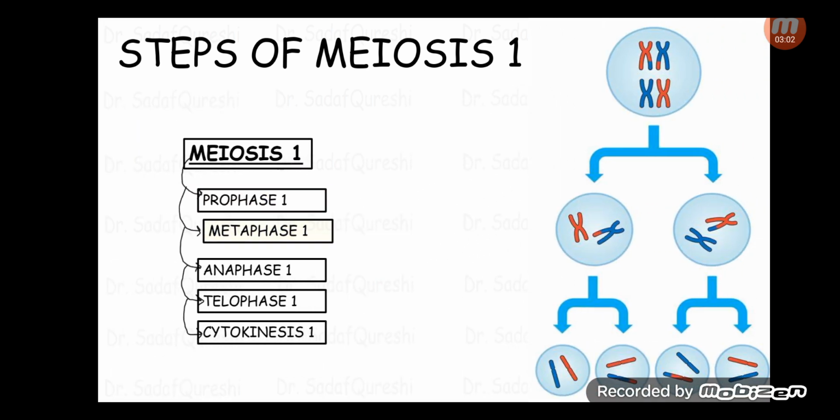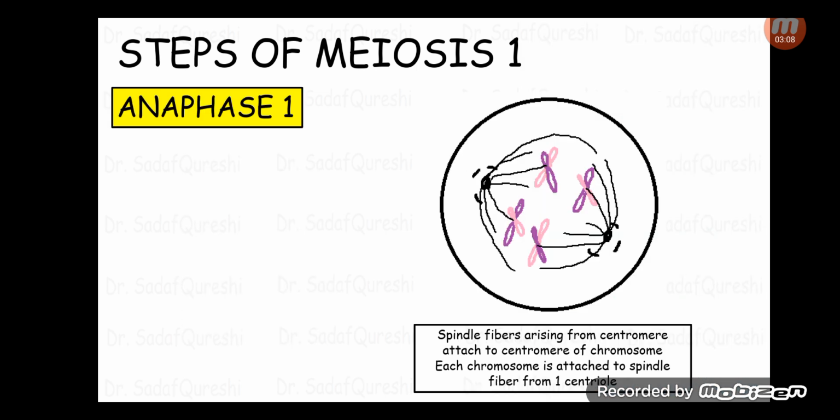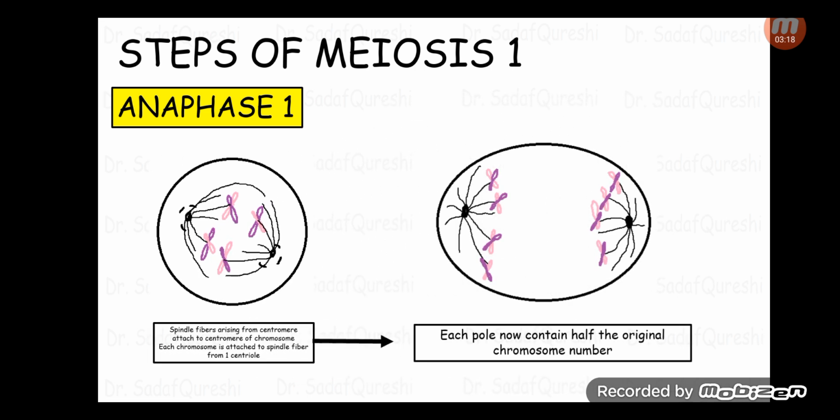Then after this, the third phase of meiosis 1 happens, that is anaphase 1. In anaphase 1, spindle fibers arising from the centriole are attached to the centromere of the chromosome. Each chromosome is attached to a spindle fiber from one centriole, as we know. And now in anaphase 1, each centriole starts contracting its fiber, and the chromosomes go towards the poles of the cell, and this ensures that now every pole has half the original chromosome number.